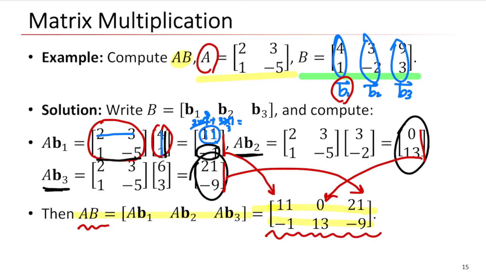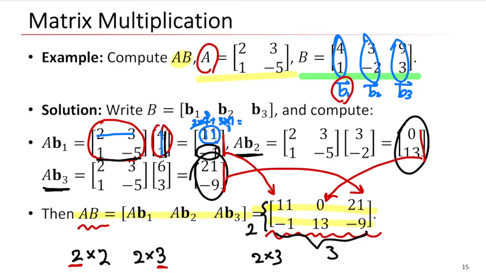If we go back to the size of the matrices, what is the size of matrix A? 2 by 2, right? What is the size of matrix B? 2 by 3. Then the output of the matrix A times B should be 2 by 3. So the number of rows will be 2 and the number of columns will be 3 in A times B. So this is an example of matrix multiplication.